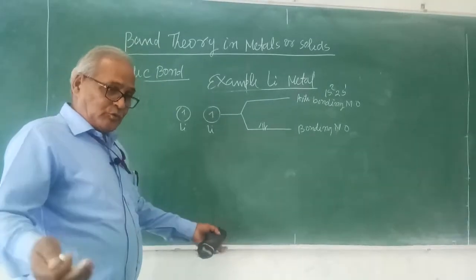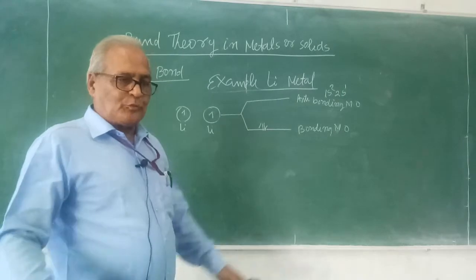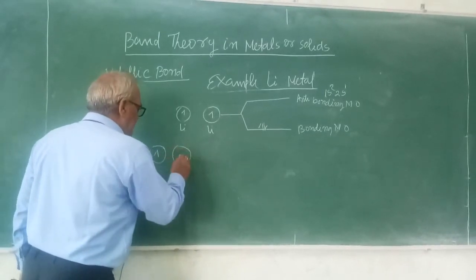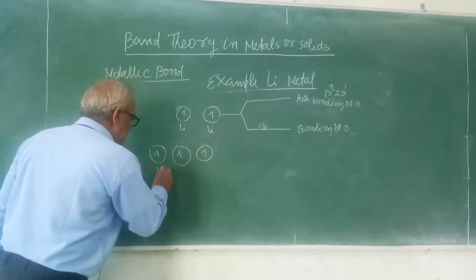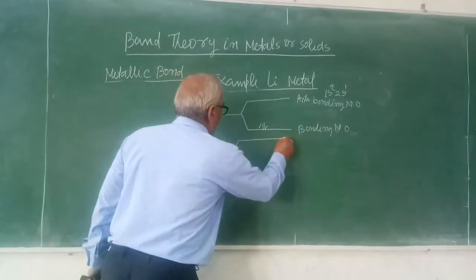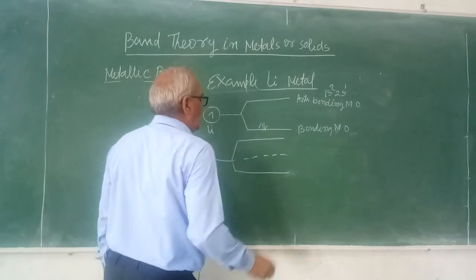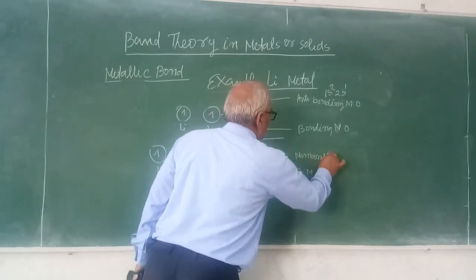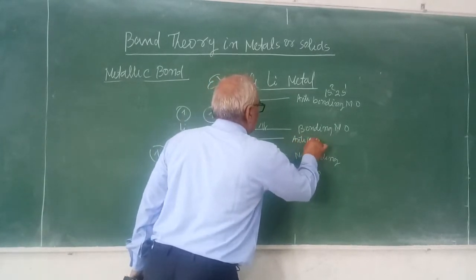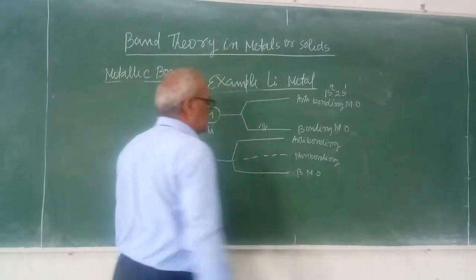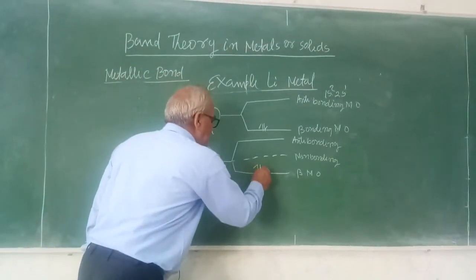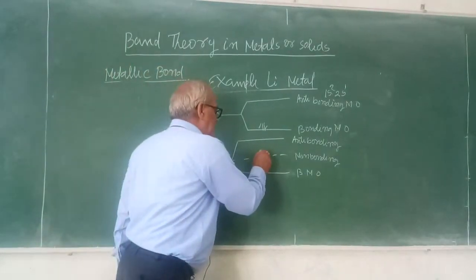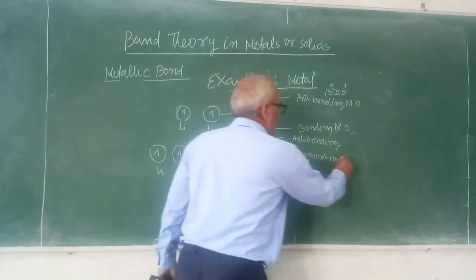Now suppose there are three atoms. We are considering three lithium atoms to form the molecular orbital. One lithium, one electron in the valence shell; second lithium, one electron; third lithium, one electron. It will be like this. This is the bonding molecular orbital, this is the non-bonding, and this is the anti-bonding. So there are three electrons. Two electrons will enter the bonding molecular orbital, but one electron will enter the non-bonding molecular orbital.